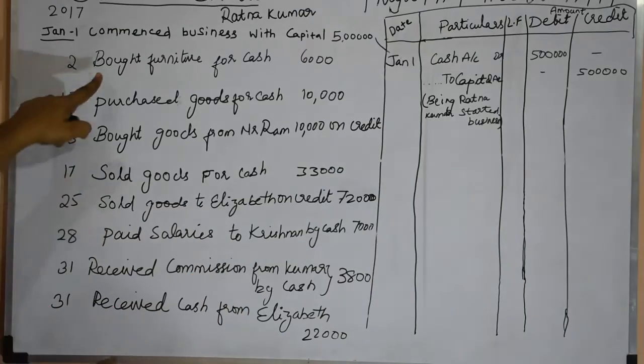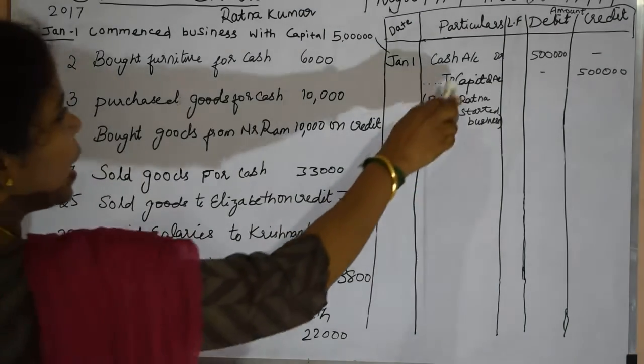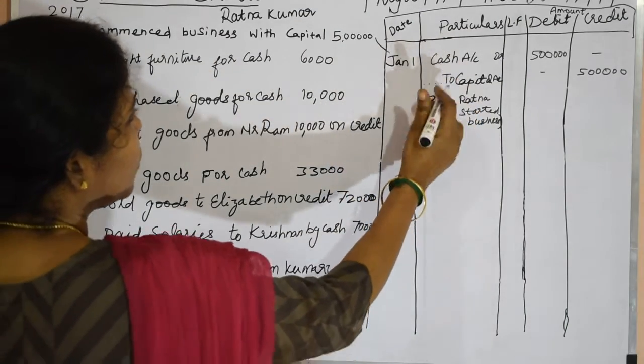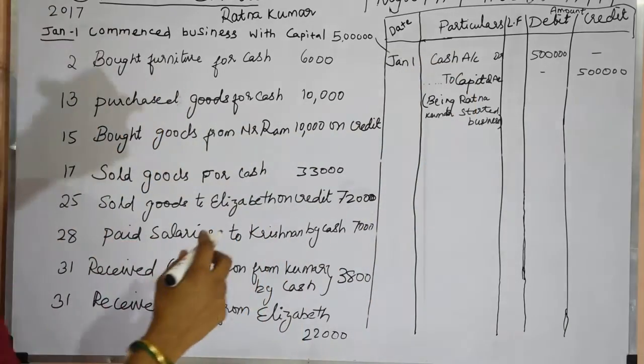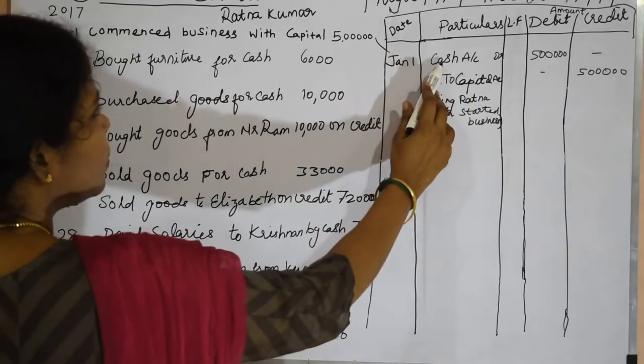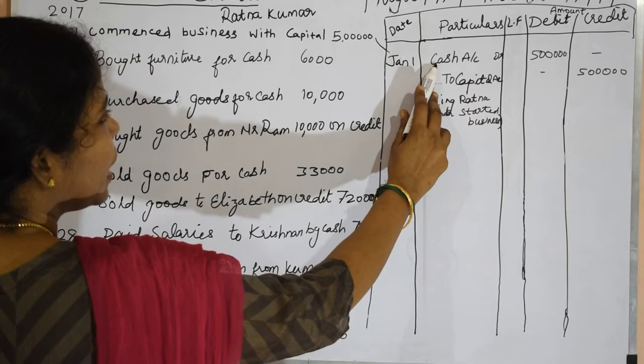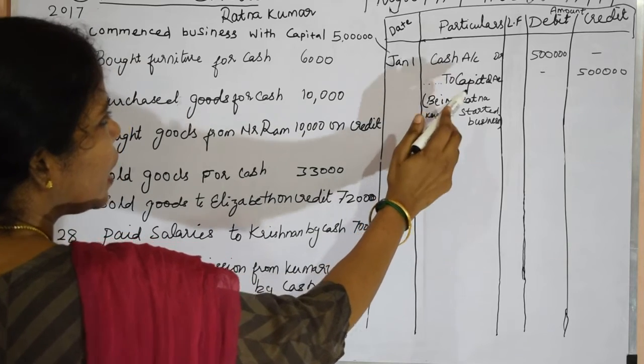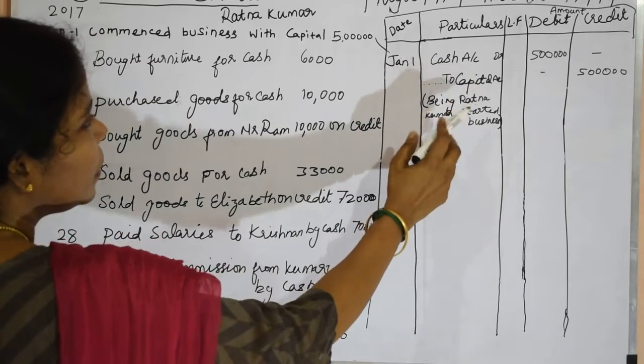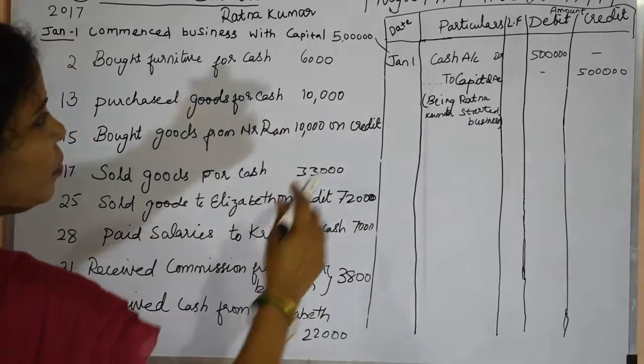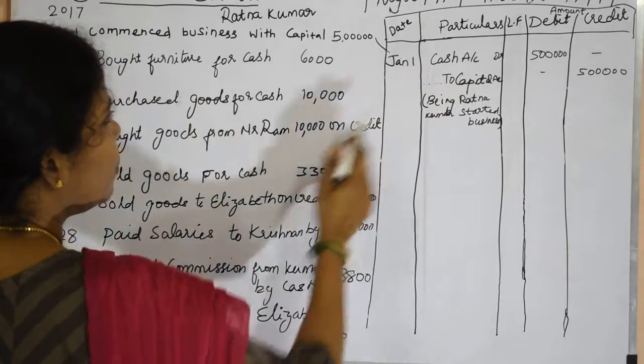This is the first entry: cash account debtor to capital. I already explained in the last video that cash is a real account and capital is a personal account. So cash account debtor to capital.